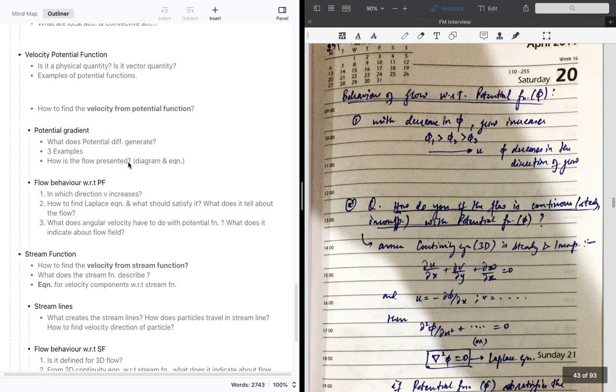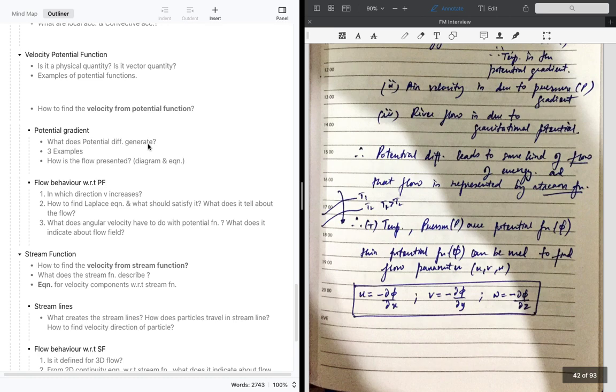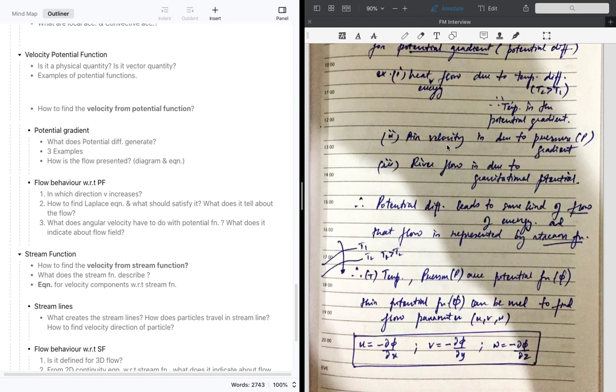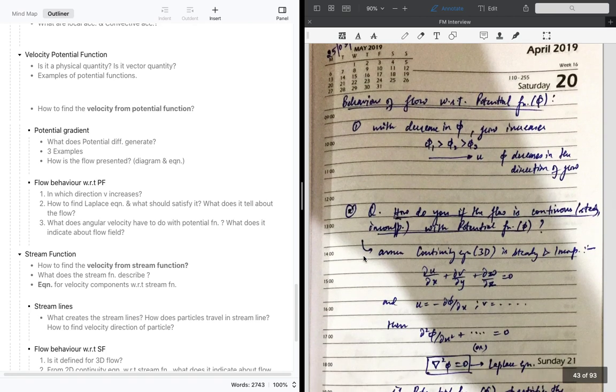So other questions on potential gradient are: what does the potential difference generate? Give 3 examples. How is the flow represented? As we have seen earlier, potential difference generates some kind of flow of energy. The 3 examples are heat energy, air velocity, and river flow. And how is the flow represented? Diagrammatically, this is the diagram, and by equation, this is the equation.